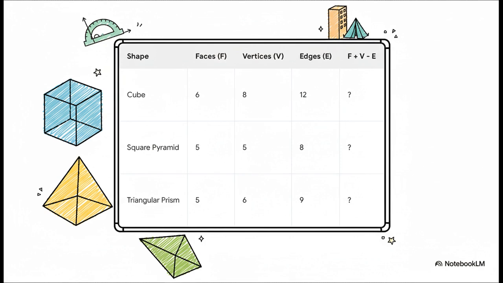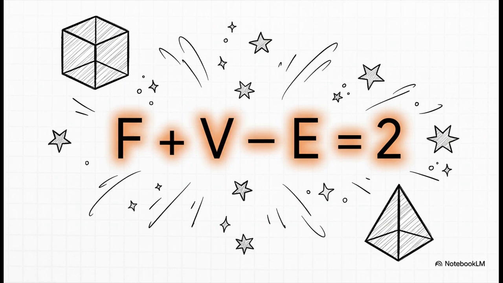Let's try it for our cube. Faces was 6, plus vertices was 8, that's 14. Now, subtract the edges, which was 12. So 14 minus 12 is 2. It's always 2. And this, my dear children, is called Euler's formula.